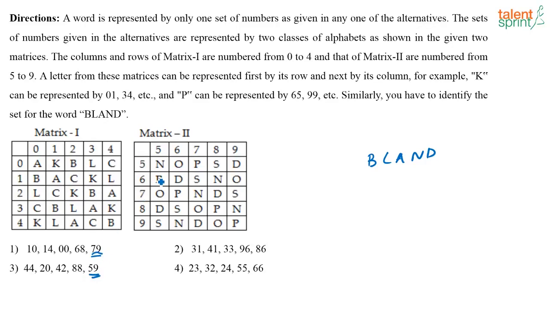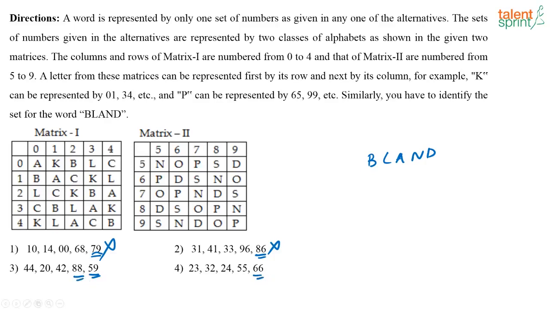79 stands for S, so you can eliminate this option directly. That's not the answer. 86 stands for S, so that's also not the answer, so you can eliminate these two options. Now you are left with these two. Now 66 is also D, so that's also correct.